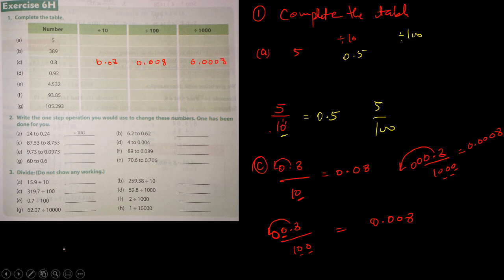Okay, now I'm going to explain question E, which is 4.532. When you divide it by 10, since there is only 1 zero, this decimal will shift only one digit, so it will be 0.4532.